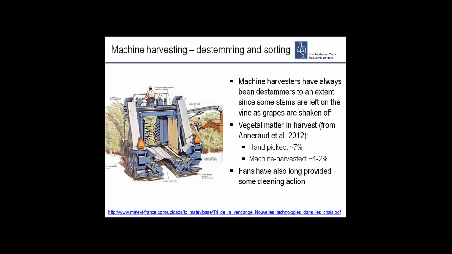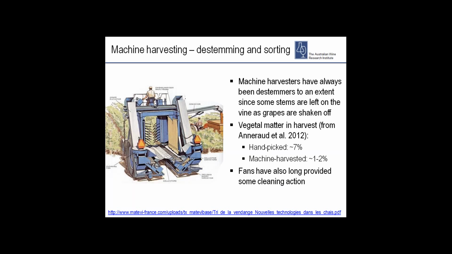So as I said, something else that has happened in recent years is that destemming systems have moved away from always being located at the winery to sometimes being performed on the harvester itself. If we look at machine harvesters, I guess they've always been destemmers to an extent, since some of the stems are left on the vine as grapes are shaken off.